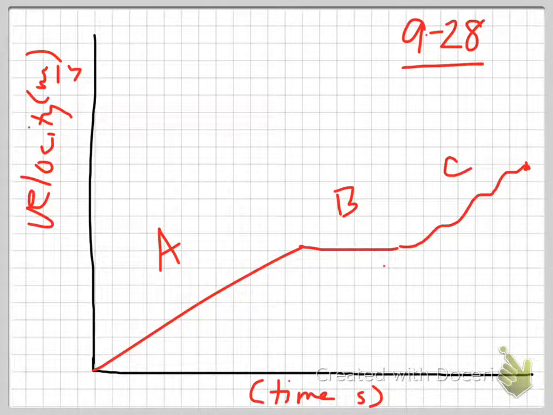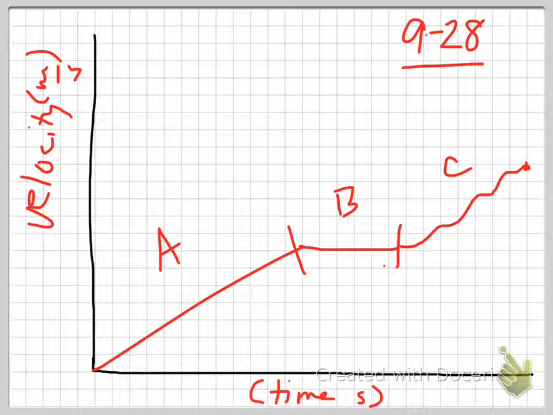Is the velocity constant in section C? No. Is the acceleration constant? No. Okay, so good. We get constant and not constant. Excellent. In section A, is the velocity positive? Yes. Is the acceleration positive? Yes.